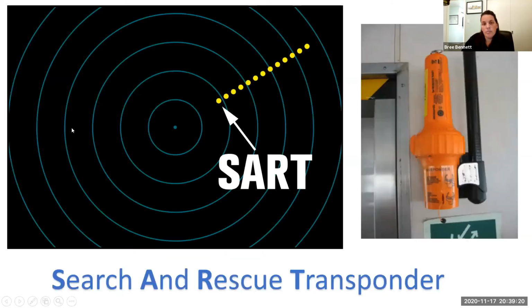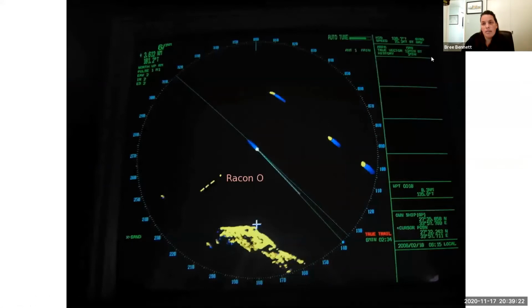Has anyone seen a raycon before out there? There's one coming into Long Beach. The safe water mark in Newport does not have a raycon, but there's one in LA and Long Beach. And I think there's one in San Diego. I'm not positive.